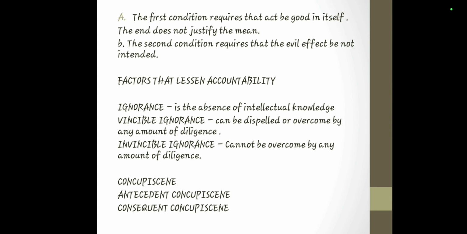So the second condition requires that the evil effects be not intended. What does it mean? The reason for this is that if the evil is directly intended, the act would be done for the sake of evil, and this is forbidden directly by the moral law. That is correct. So it says here, the second condition requires that the evil effects be not intended. If your evil doing is intended, basically you are doing evilness, and basically this is against the law. So the evil effect must not be intended.